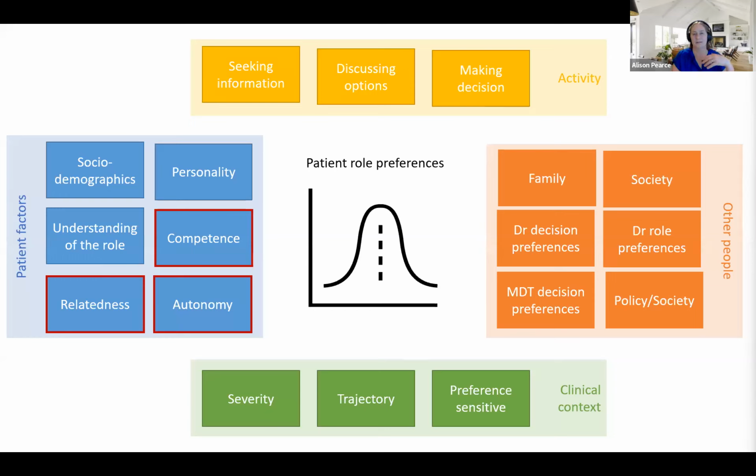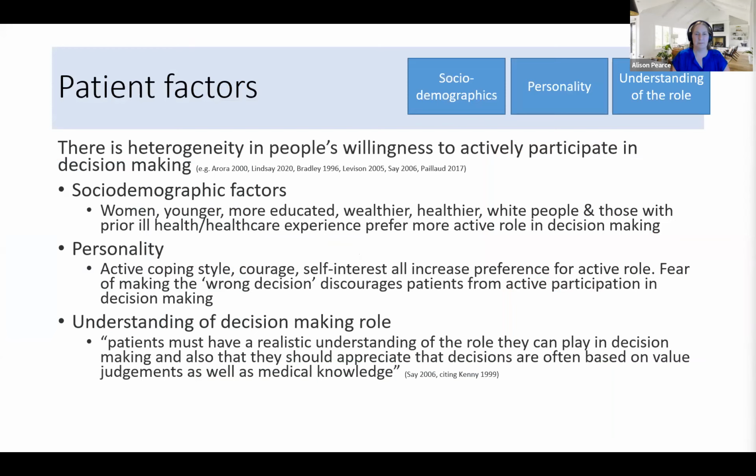I think each of these really just describe the different factors that can influence the role preferences. So the first is patient factors, and we've heard a bit about these already. So we know there's variation in how active people want to be in their medical decisions. And some of this is explained by sociodemographics, so things like age or gender and personality, coping style.